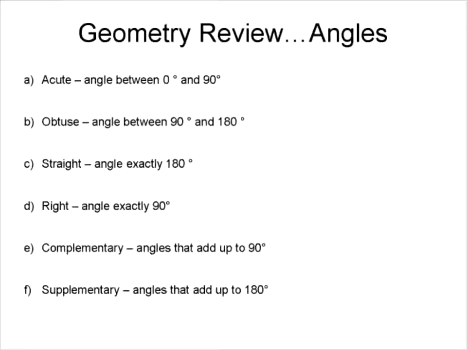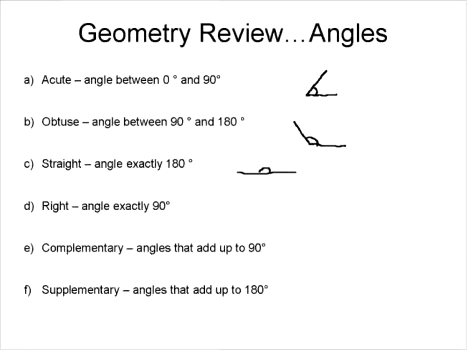So if I want to draw an acute angle, it would just be an angle that looks like that, between 0 and 90 degrees. Obtuse angle, well, all an obtuse angle is just an angle that is greater than 90 degrees, between 90 and 180. Straight angle, exactly straight, 180 degrees, so we would say this is the angle here.